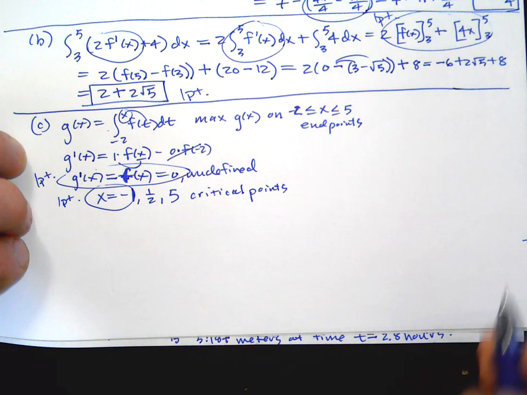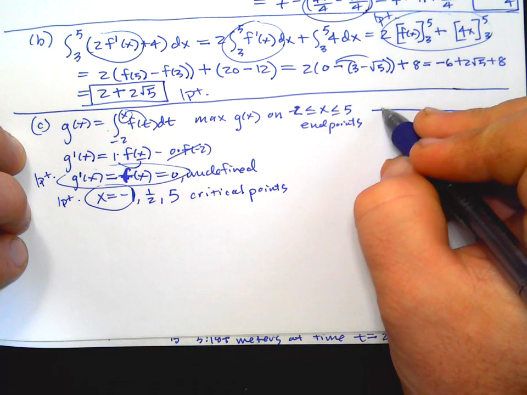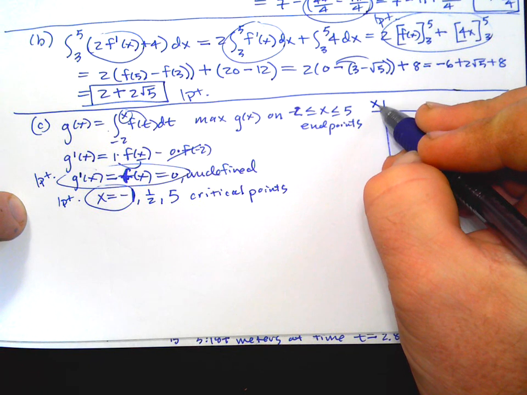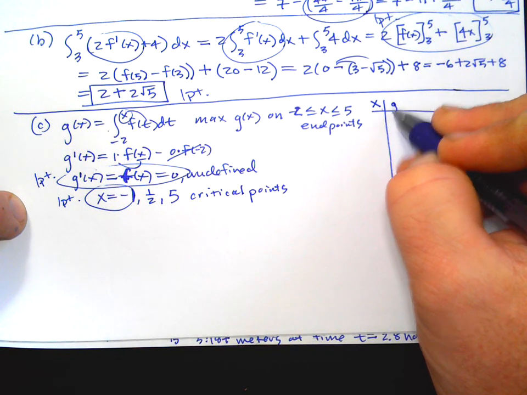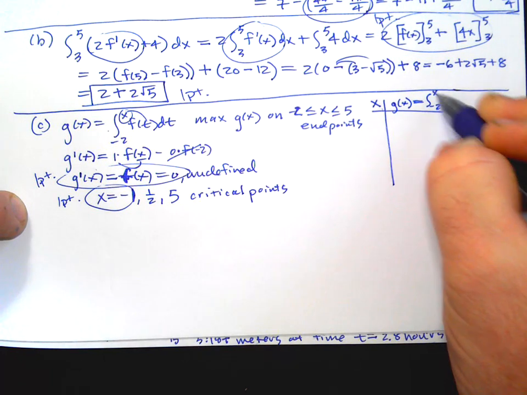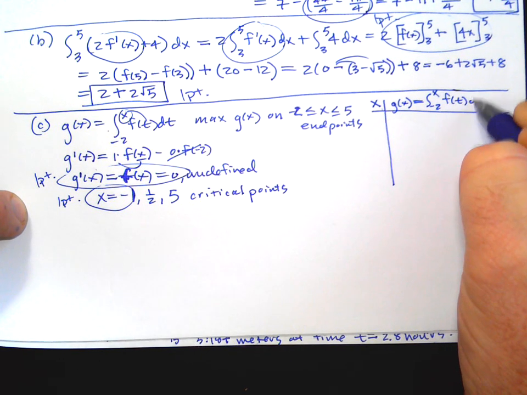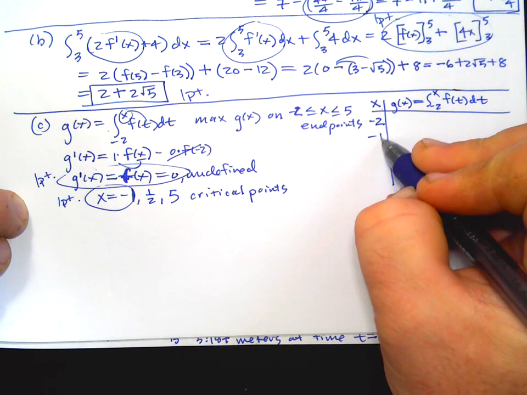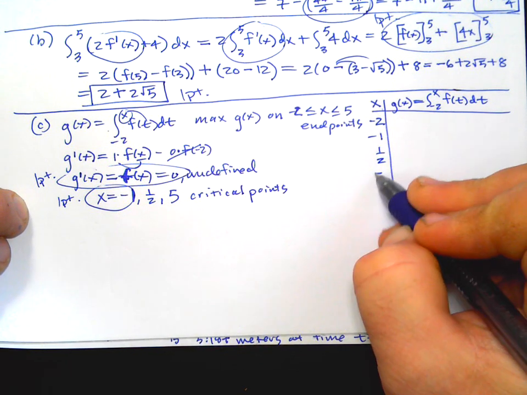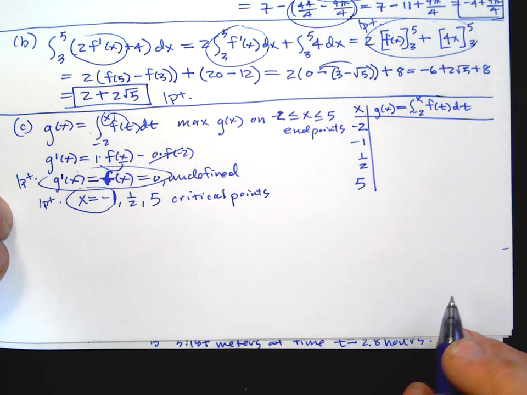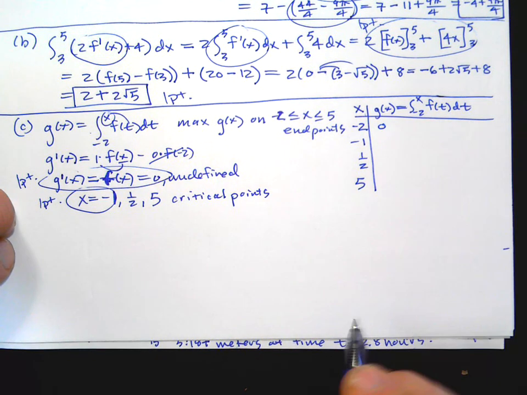So now I'm going to make a table, like I always do whenever I can with the extreme value theorem. So we're plugging x's into g, which equals the integral of negative 2 to x of f of t dt. And the endpoints are negative 2, and then we've got negative 1, and then we've got 1/2, and then we've got 5. So we've got to plug all those in. Now, the easy one is when you plug negative 2 in, you get 0, right?